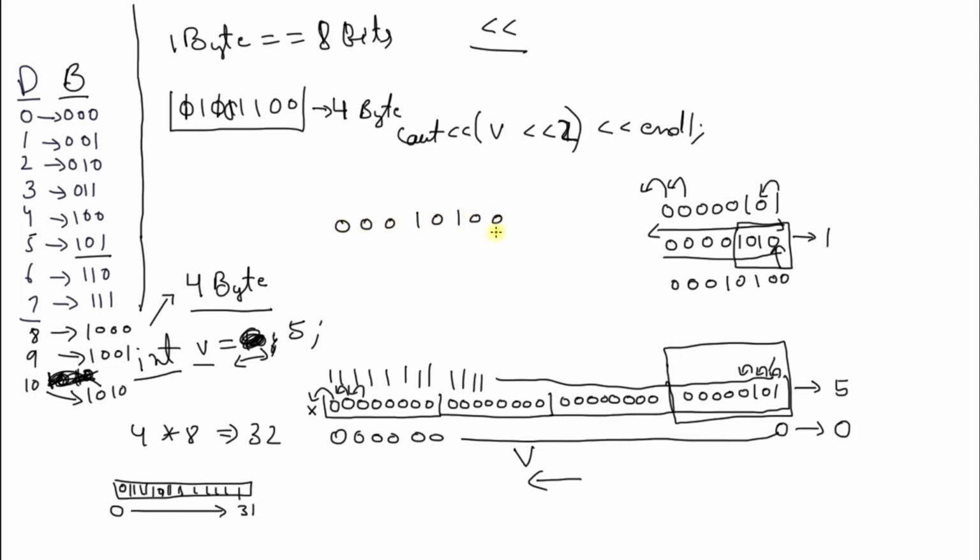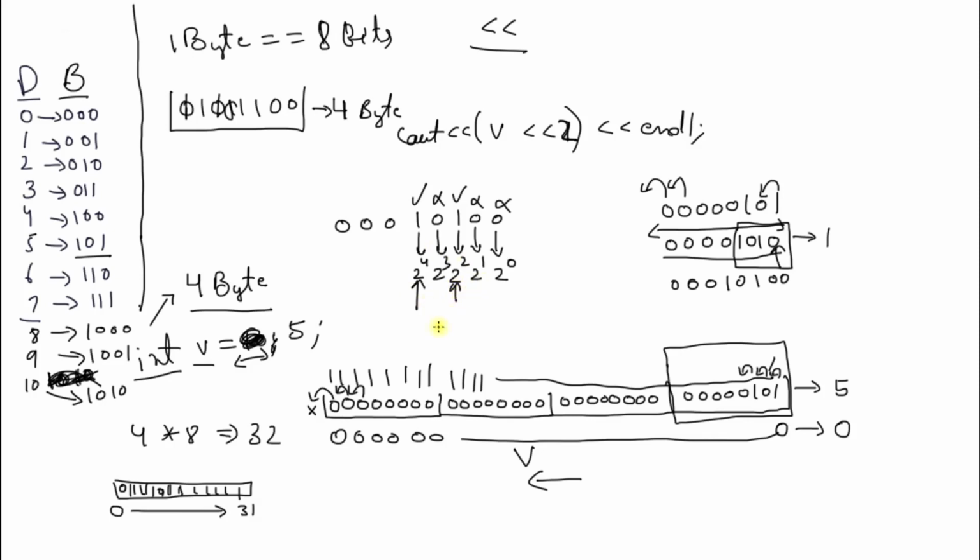I'll tell you one rule. This place is 2 to the power 0th place. This place is 2 to the power 1. This is 2 to the power 2. This is 2 to the power 3. And this is 2 to the power 4. So we will consider whatever is 1 here. This is not considered, this is not considered, this will be considered, this is not considered, and this will be considered. So what is being considered? This one and this one.